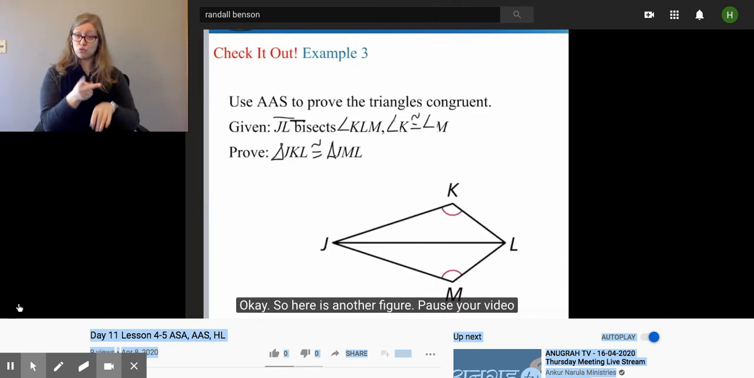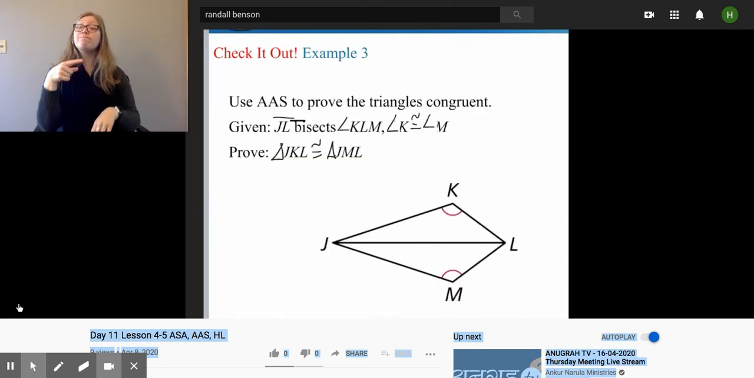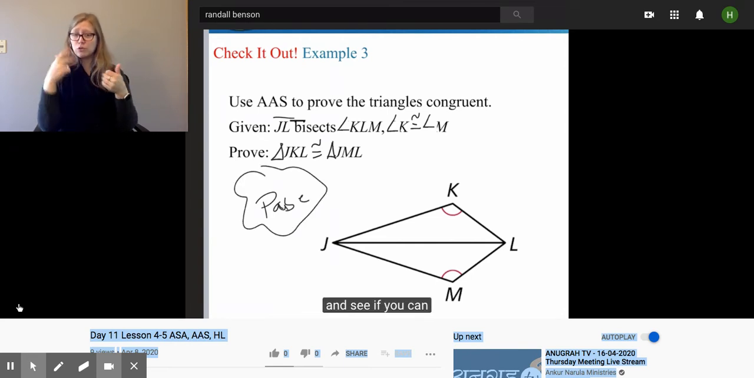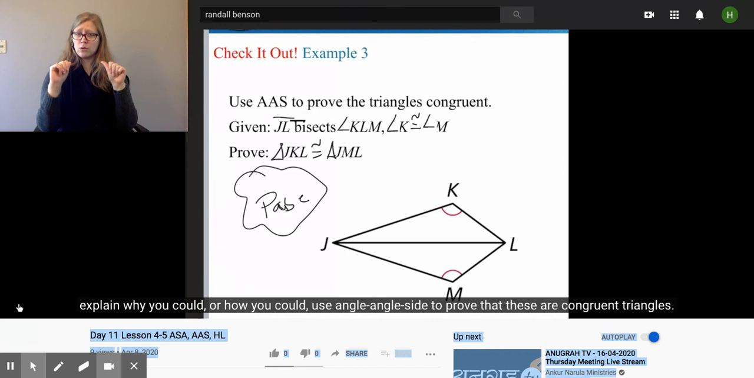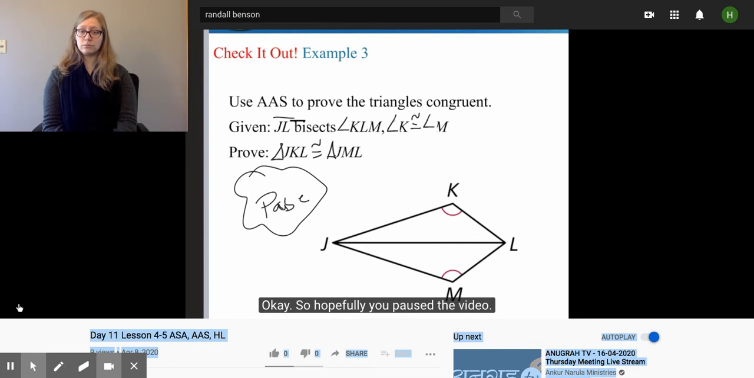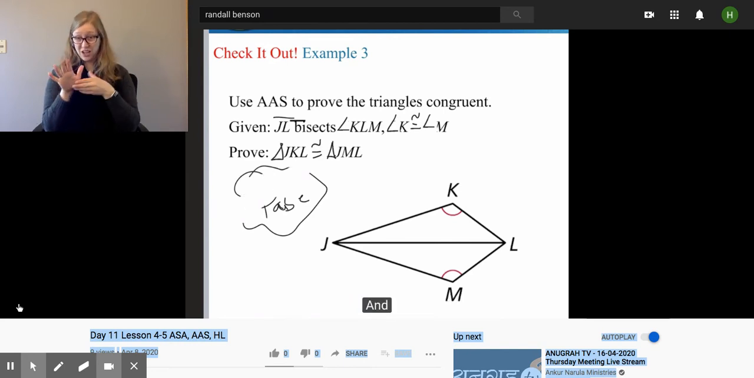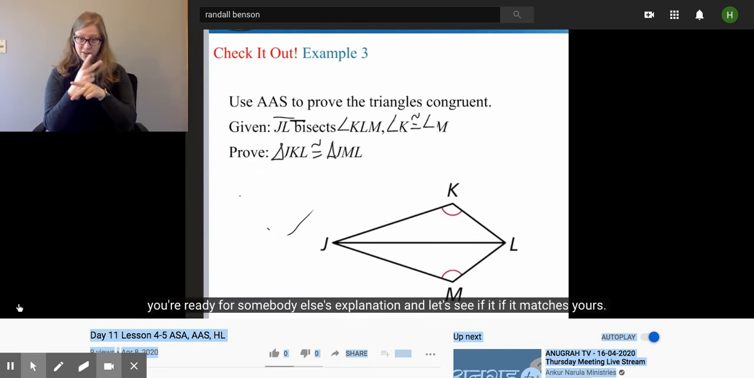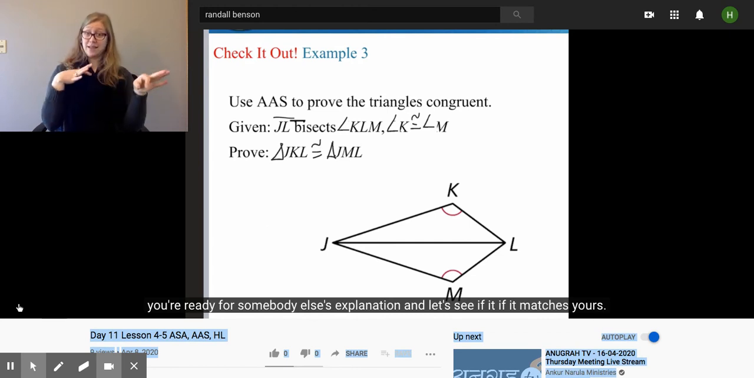Okay, so here is another figure. Pause your video and see if you can explain why you could, or how you could use angle, angle, side to prove that these are congruent triangles. Okay, so hopefully you paused the video and you're ready for somebody else's explanation, and let's see if it matches yours.